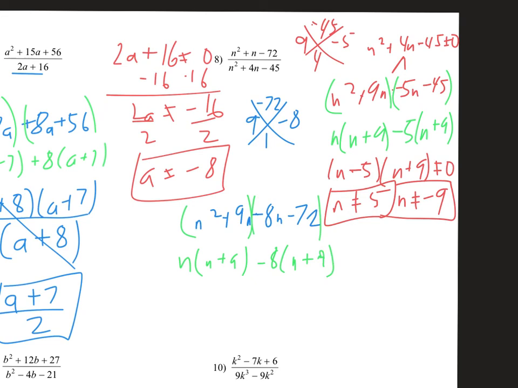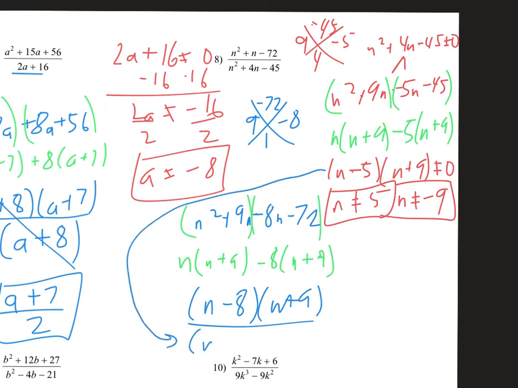And so we got here. So we'll have n minus 8 times n plus 9 up top. On bottom, I have my factored form from back here, the n minus 5 times n plus 9. You can see we have our matching parentheses there cancel out, so we're left with our answer, n minus 8 over n minus 5.